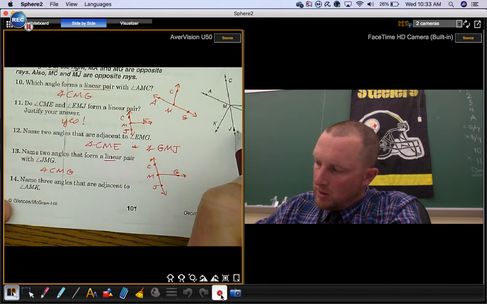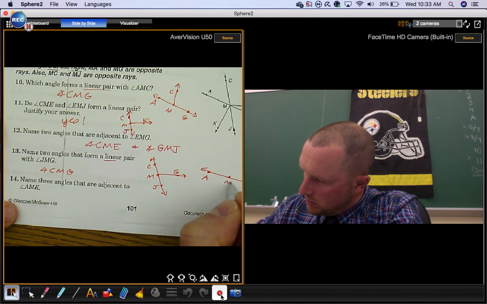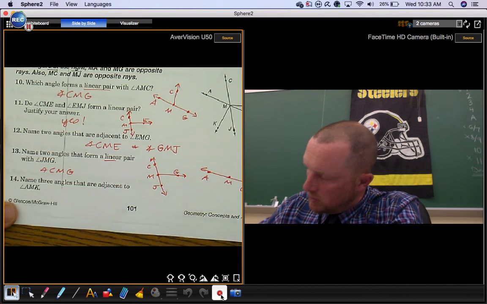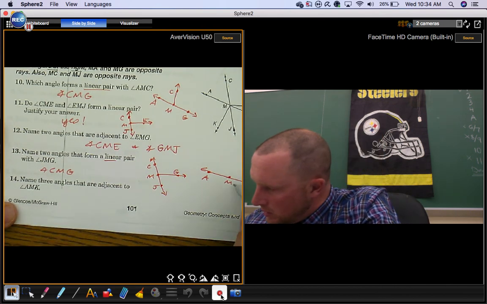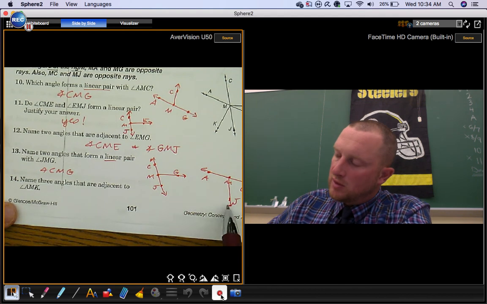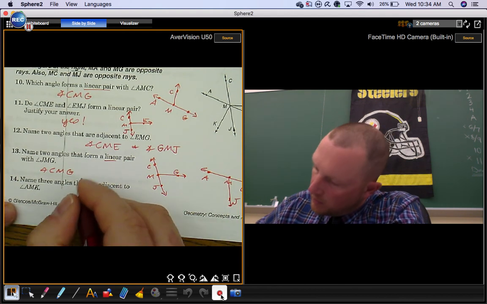Now, there's another line, so we need to draw it as well. And then draw this same angle JMG on there. I didn't help myself here. But notice the other angle. Angle AMJ.